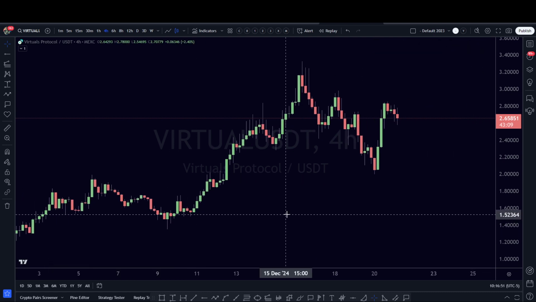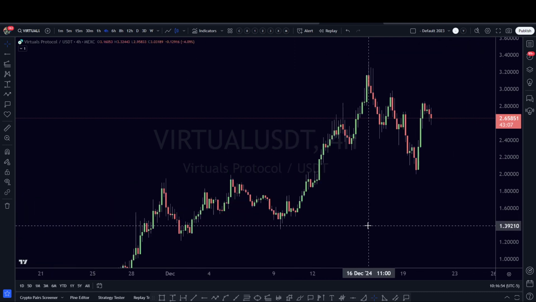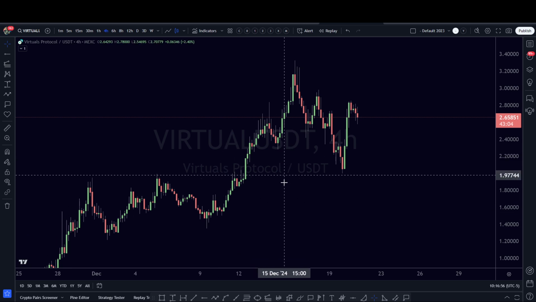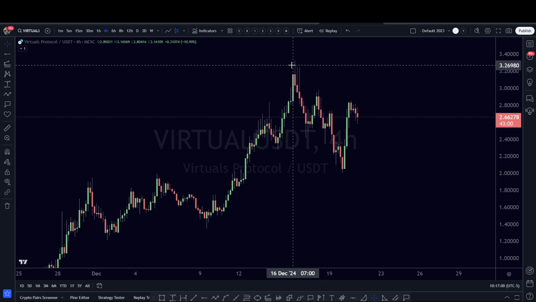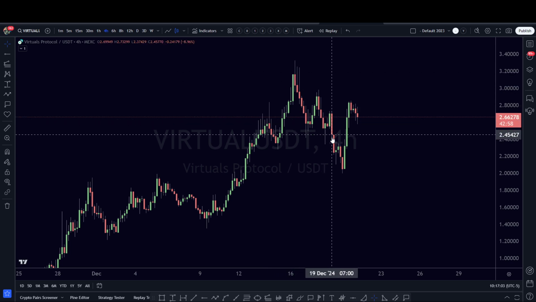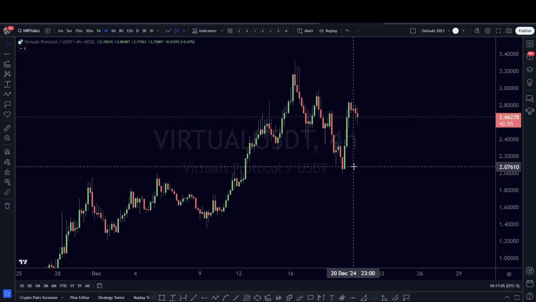And one thing that we want to do, when I first look at this, and the more you do this, the more you can just do this with your eyeballs, but we have a low and we have a high. I'm curious to see how much it will retrace. Did it go into the golden pocket? Did it pass the golden pocket?